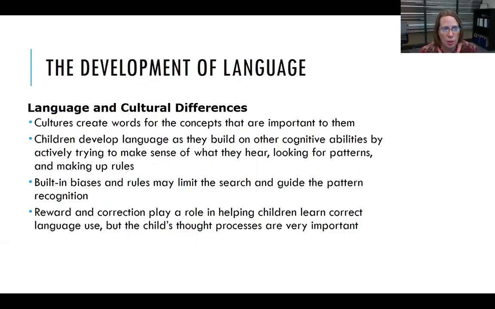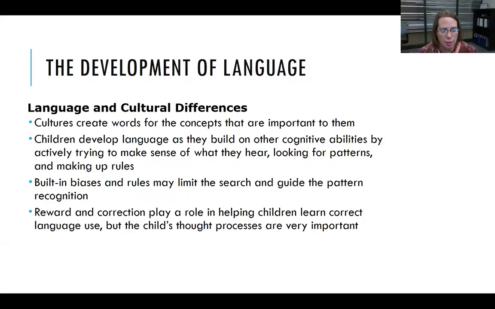Children develop language as they build on other cognitive abilities by actively trying to make sense of what they hear. They're looking for patterns and making up rules. So we can think about this in terms of Piaget. It's the idea of the sensorimotor stage, and so they are really keen on experiencing the world. So they're trying to figure things out by what they see and what they hear.